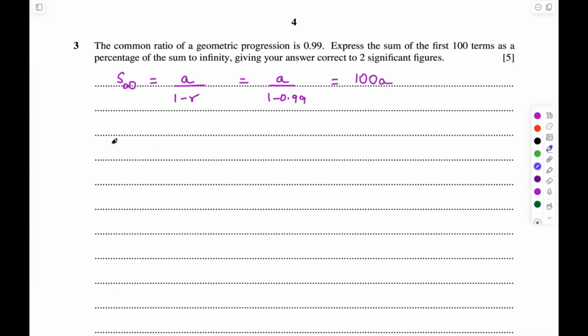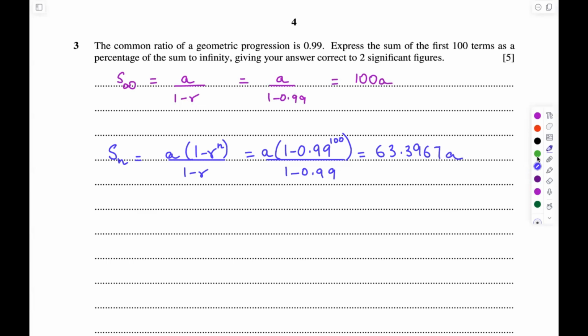And now to find the sum for the 100 terms, we know that the sum for n terms is given by the formula a into 1 minus r to the power n divided by 1 minus r. So we can write this as a into 1 minus 0.99 to the power 100 divided by 1 minus 0.99. Now, if we substitute this in the calculator, we'll get 63.3967a, or we can write it as 63.4a.